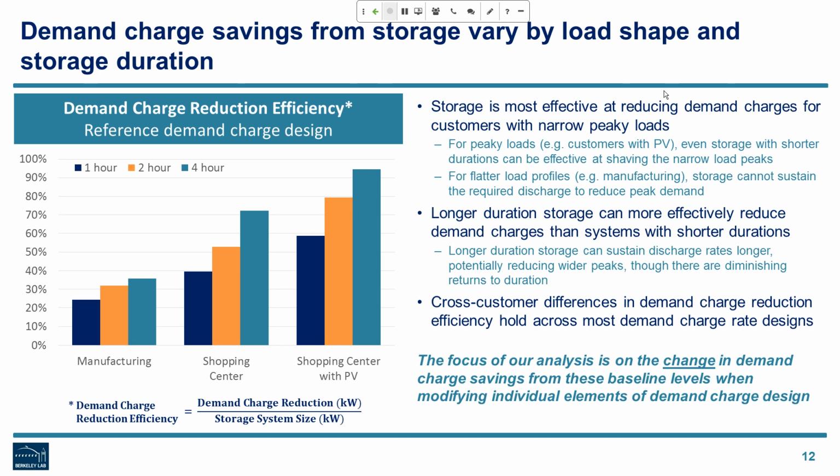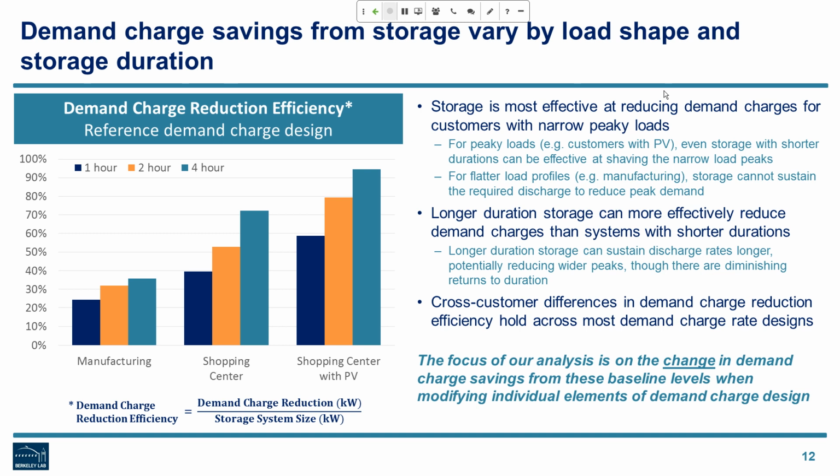So the figure we see here on the left shows the demand charge reduction efficiency for the three load profiles and for three storage durations, represented by three colors. Here, I define demand charge reduction efficiency as the demand charge reduction divided by the storage system size. So, for example, a 100 kilowatt storage system, which is able to reduce the average demand charge over the year by 60 kilowatts, has a demand charge reduction efficiency of 60%. The demand charge definition we're using here is really our non-coincident reference demand charge.